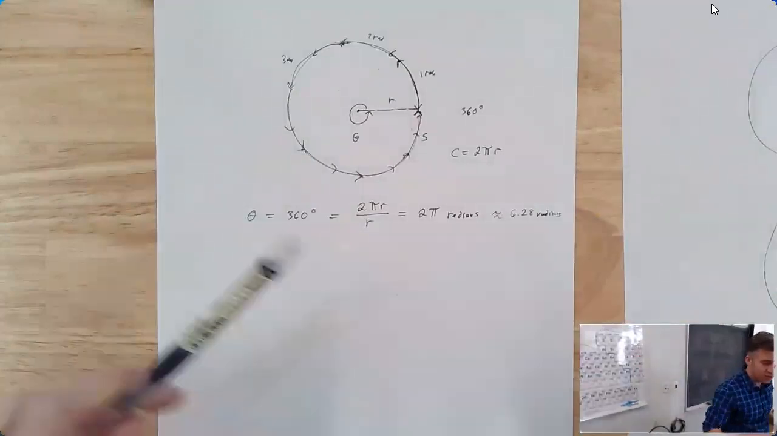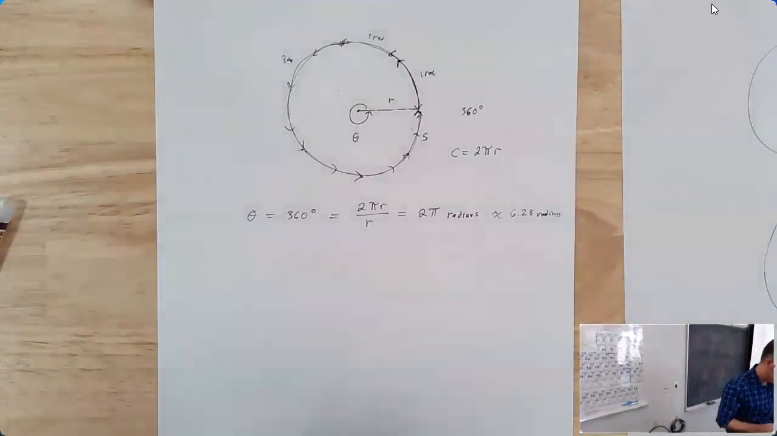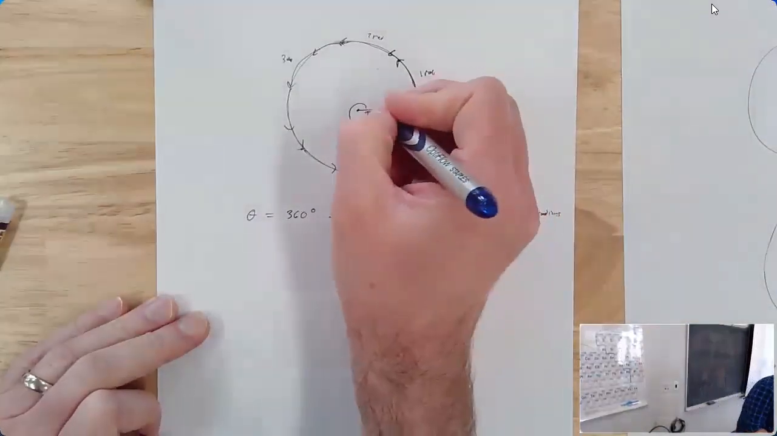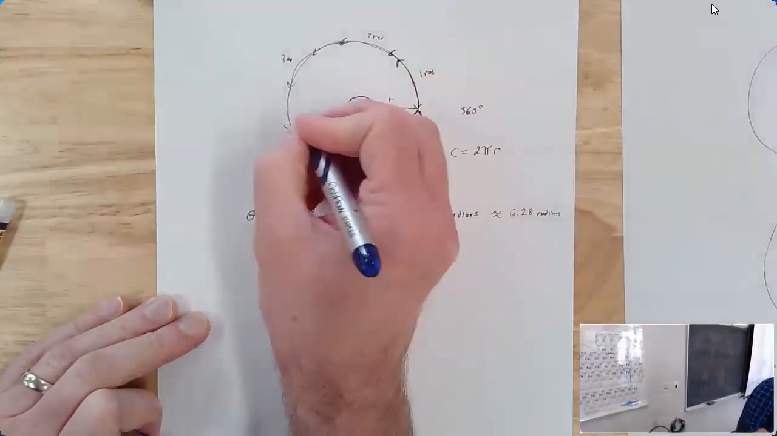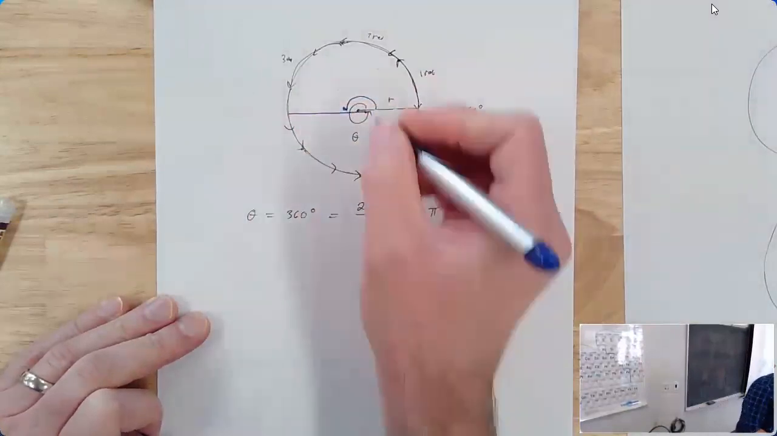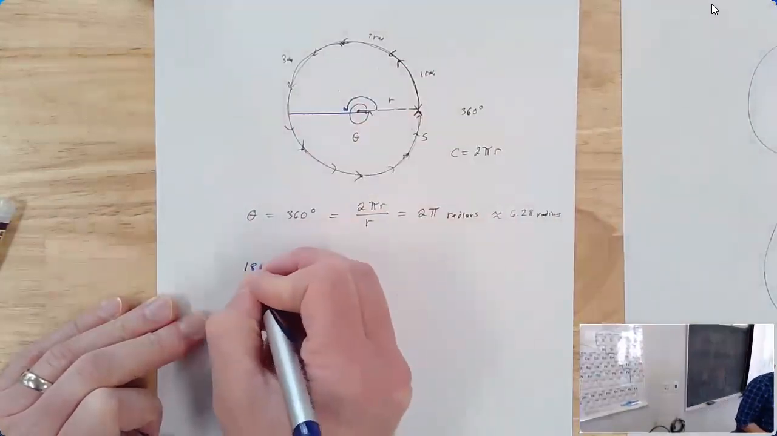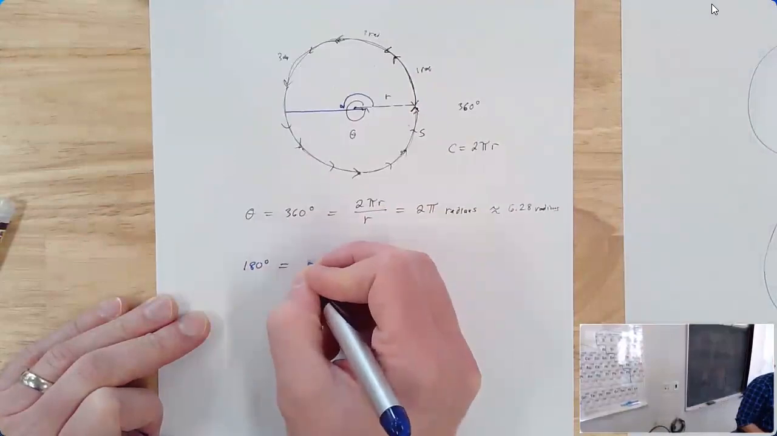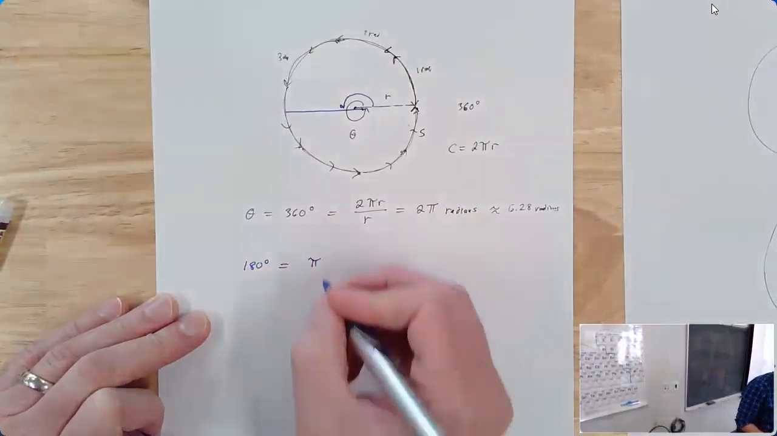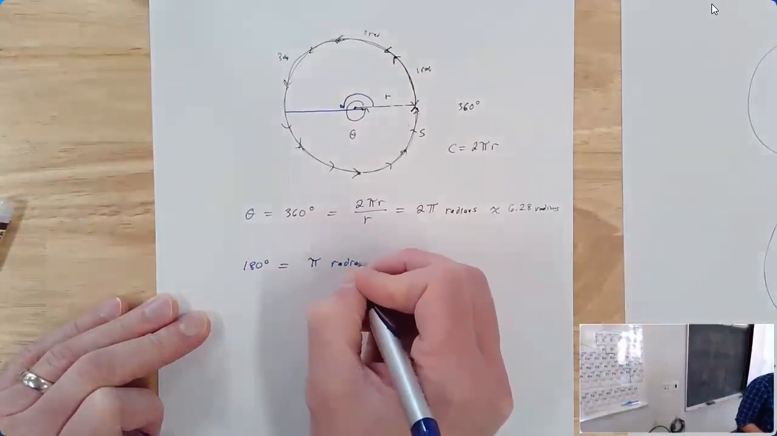And the relationship we usually go with is that half a revolution, that angle, 180 degrees, is just half of 2 pi radians, which is pi radians.